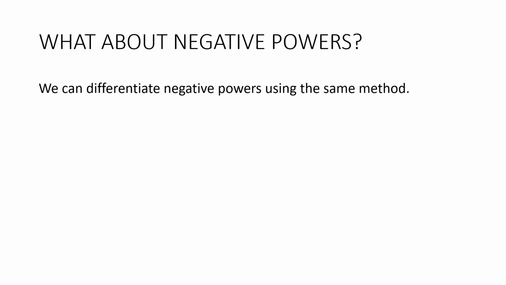Now you might have been thinking, well, what about negative powers? And we can actually differentiate negative powers using the same method. Let's find the derivative of y equals x to the negative 3. The negative 3 comes down, multiplies by the x, drop this power by 1, becomes negative 4. The derivative is negative 3x to the negative 4.